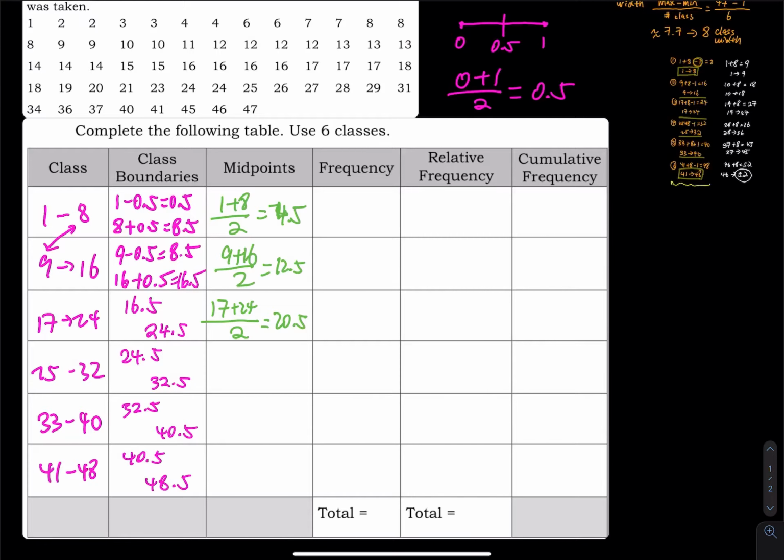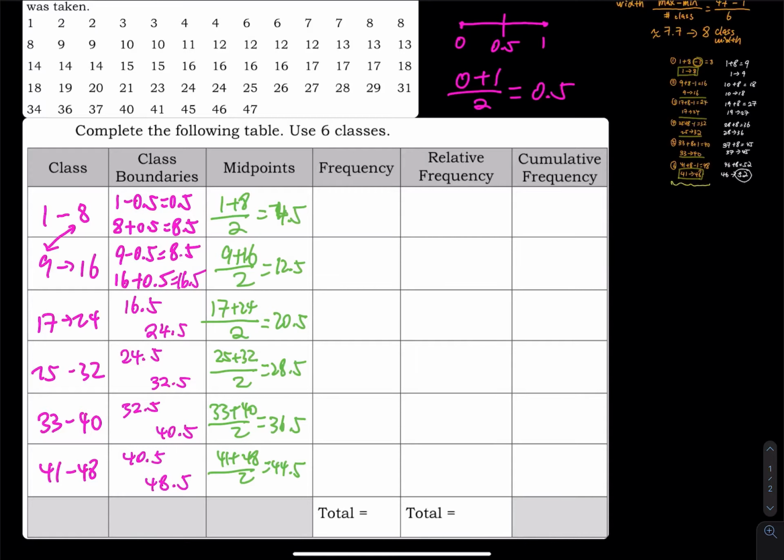You do the plus first, all right? You add first, and then you divide. You don't divide first. You add first, and then you divide. 25 plus 32 divided by 2, that is 28.5. 33 plus 40 divided by 2, that is 36.5. And then 41 plus 48 divided by 2, that equals 44.5. All right, so that is the midpoint. The midpoint is you add up two values and then divide by 2. It looks like you are taking the average of those two values. But remember, add first, get the sum first, and then divide the sum by 2.